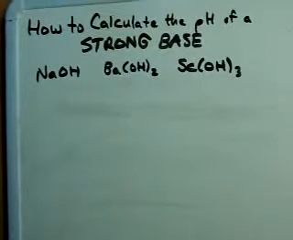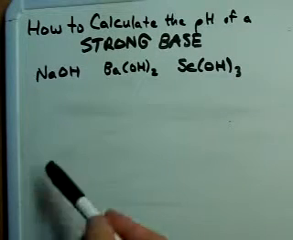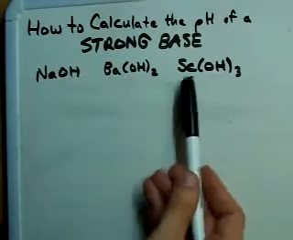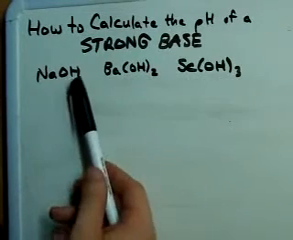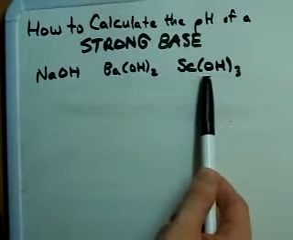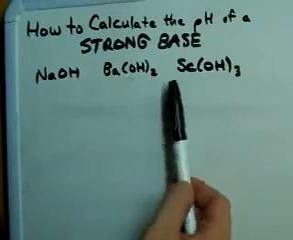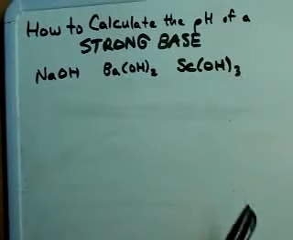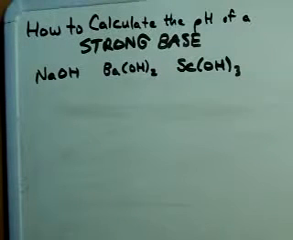I want to show you how we calculate the pH of a solution containing a strong base. You can always identify a strong base because it has OH on it. Sodium hydroxide, barium hydroxide, this is scandium hydroxide. It can have 1, 2, 3, I think up to 6 hydroxide ions on it.